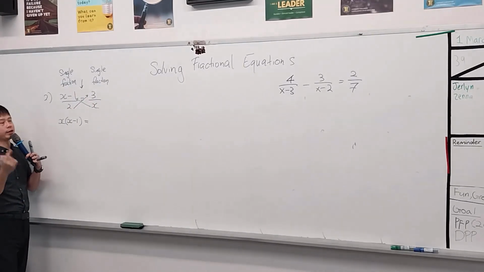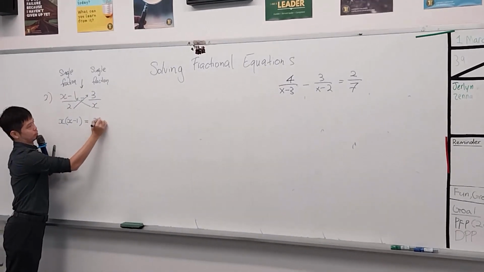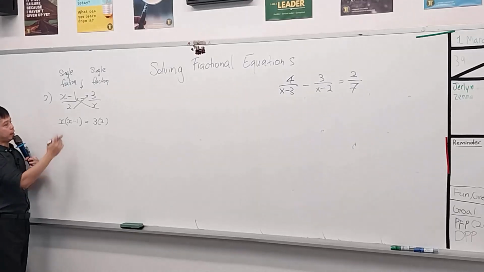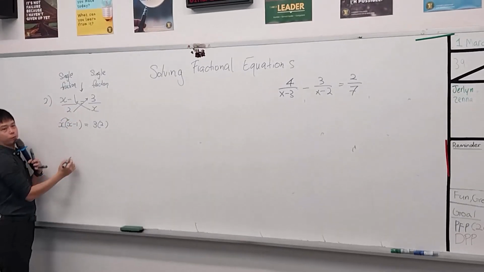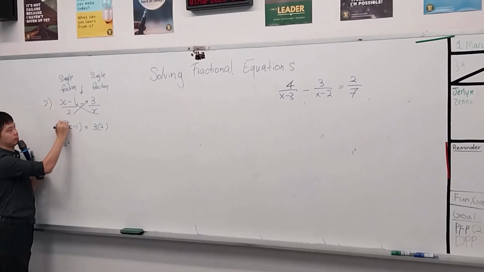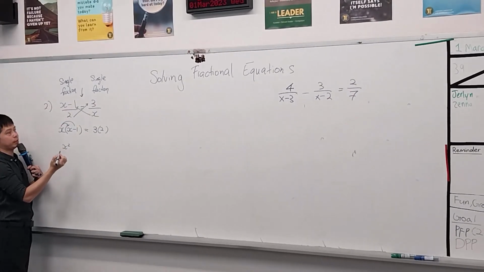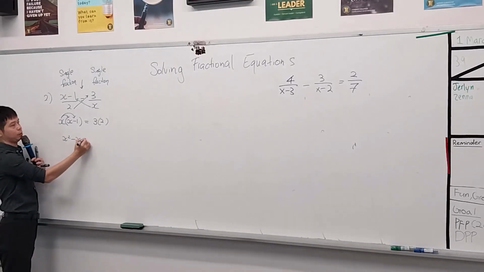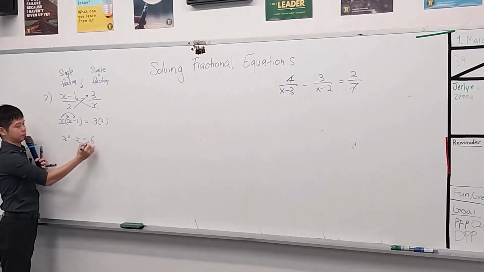It will be 3 bracket 2. Now if it's too simple for you, you can straight away write 6. Expanding, in order to solve, we will get x squared. What do we get here? Minus x equals 6.